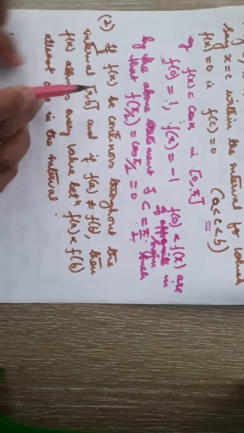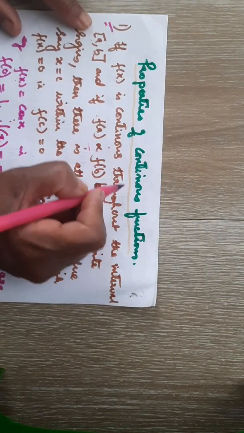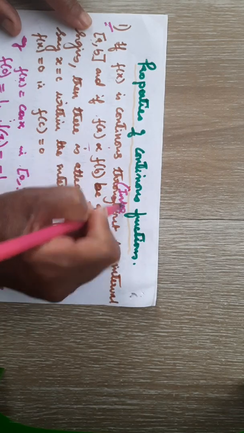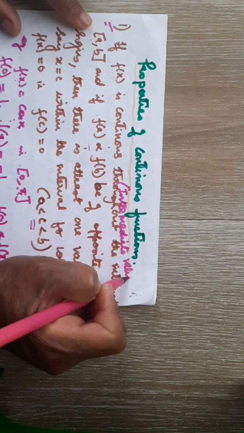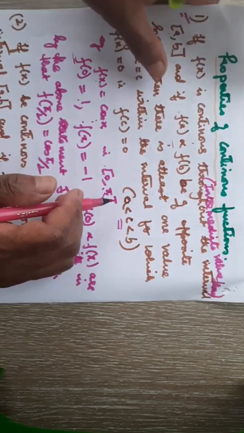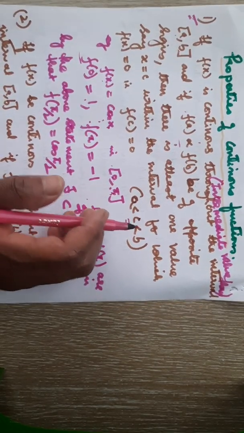Now this theorem is called the intermediate value theorem. So here we can name this one: this is the intermediate value theorem. The proof of this theorem is not needed, only the statement. It has already been mentioned clearly in the syllabus.